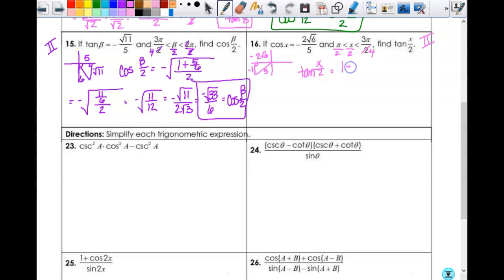So this is going to be 1 minus cosine, which is a negative 2 square root of 6 over 5, all over the sine, which is negative 1/5. In the numerator, I'm going to get a common denominator. So this is going to be 5 plus 2 square root of 6, all over 5, over negative 1/5, multiplied by the reciprocal, and the tangent of the half angle is negative 5 minus 2 square root of 6.